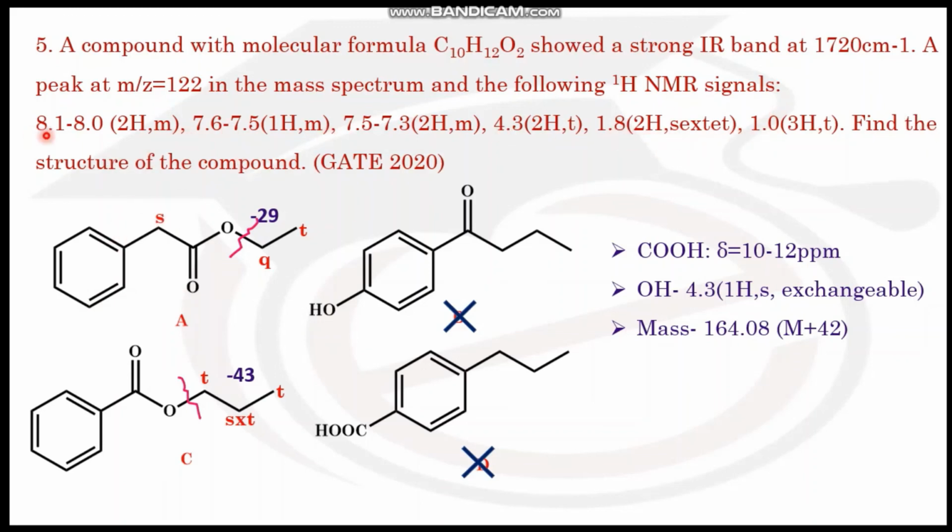In option A there is a singlet, but there is no such singlet peak in the data. These first 2 peaks correspond to the phenyl ring. It's common in both, so we have to consider only this part. No need to waste your time on these things. Here 1 singlet, 1 quartet, and 1 triplet. Here 2 triplets and 1 sextet. That is what is mentioned here. So the structure is option C. I think it is clear to you. If you have any doubt on these questions, you can ask.